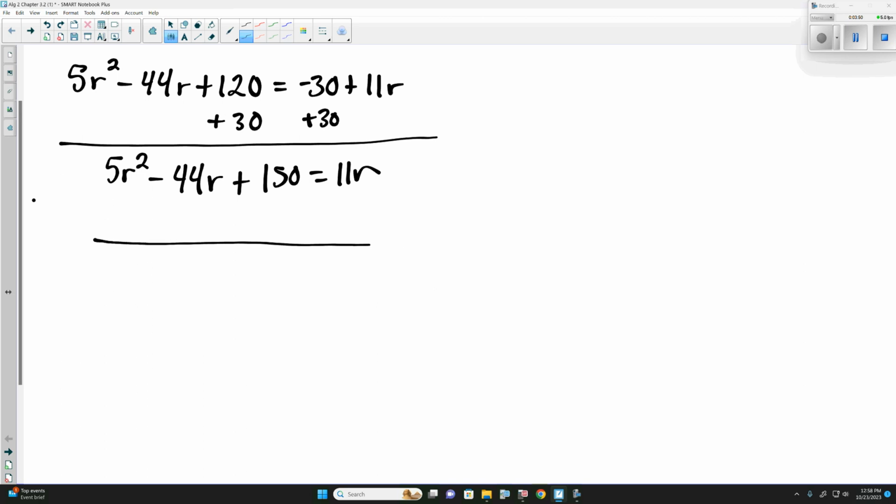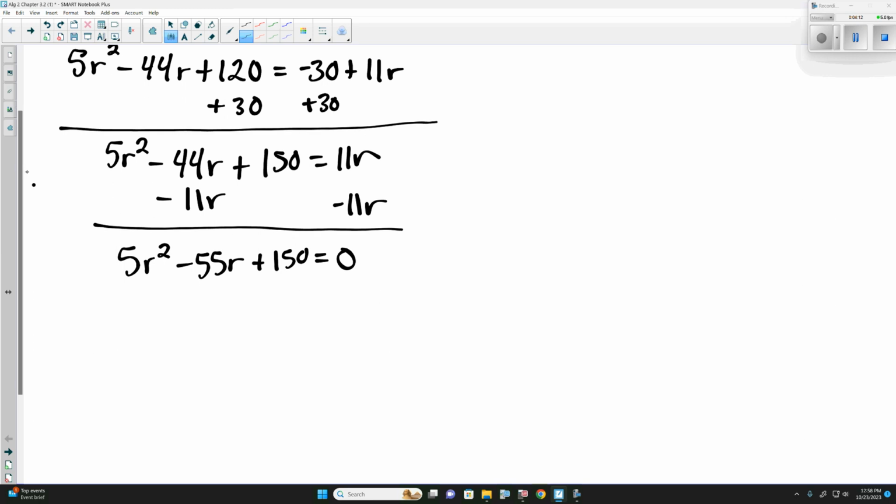11r. Well, it's still not equal to 0, so we can subtract 11r from both sides, giving us 5r squared minus 55r plus 150 is equal to 0. So the first thing we had to do is get the equation equal to 0. Questions on this here?